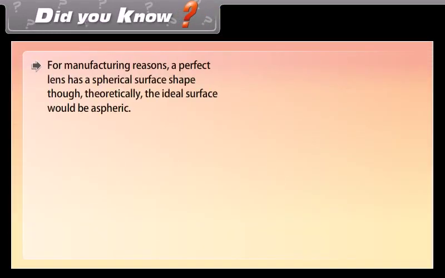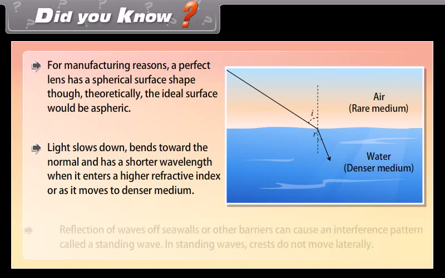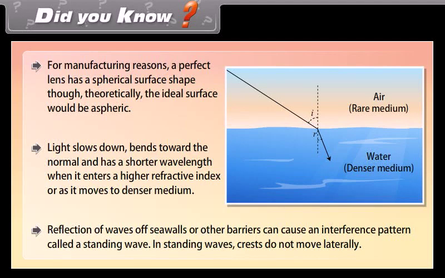Did you know? For manufacturing reasons, a perfect lens has a spherical surface shape, though theoretically the ideal surface should be aspherical. Light slows down, bends towards the normal, and has a shorter wavelength when it enters a higher refractive index medium, or as it moves to a denser medium. Reflection of waves off sea walls or other barriers can cause an interference pattern called a standing wave. In standing waves, crests do not move laterally.